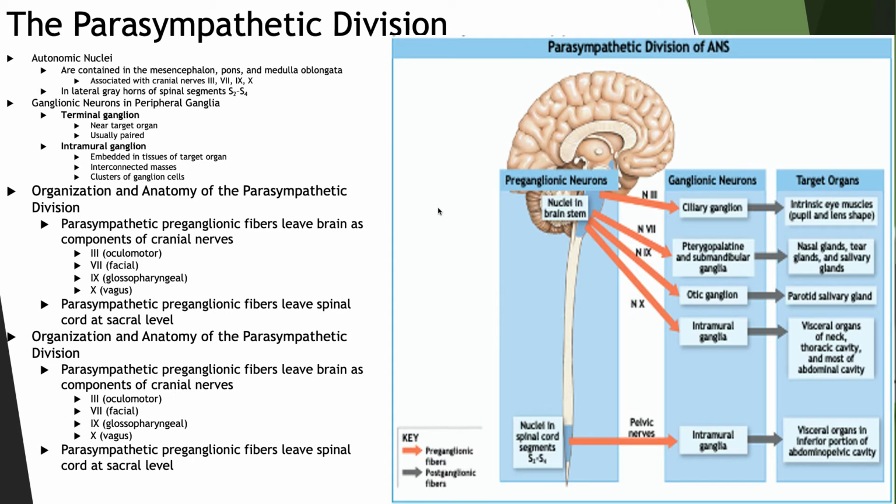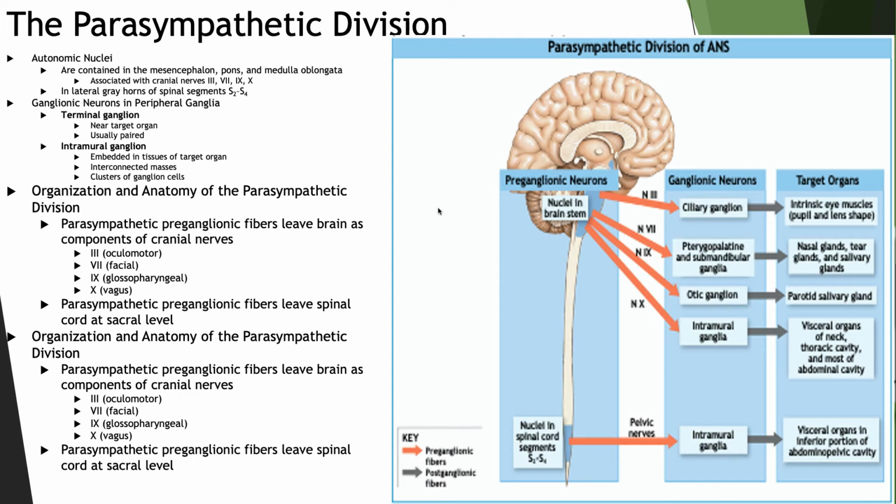So the parasympathetic division of the ANS consists of 1. Preganglionic neurons in the brainstem and the sacral segments of the spinal cord. The midbrain, the pons, and the medulla oblongata contain autonomic nuclei associated with cranial nerves 3, 7, 9, and 10. In the sacral segments of the spinal cord, the parasympathetic nuclei lie lateral to the gray horns of spinal segments S2 through S4.